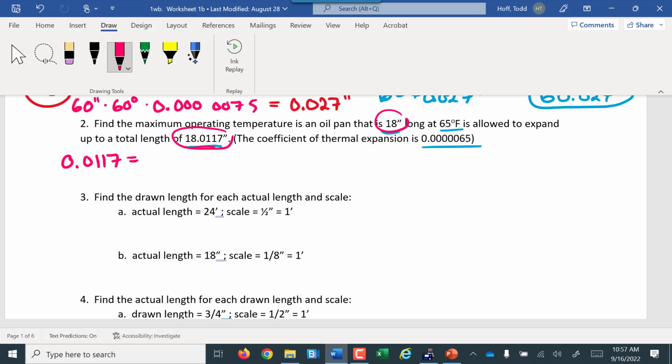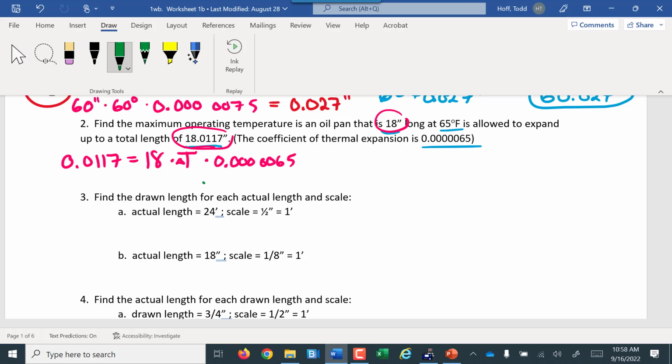0.0117. That's our change in length. The original length was the 18. We are looking for the change in temperature, so that's that delta T, and our coefficient of expansion, 0.0000065. So we're solving for delta t.